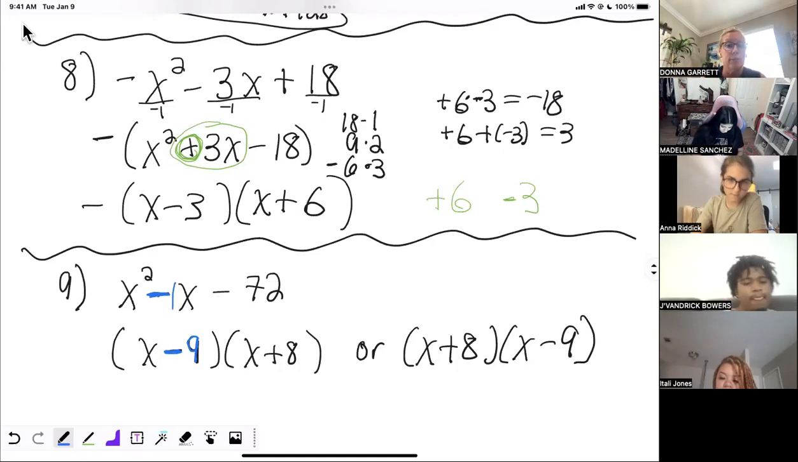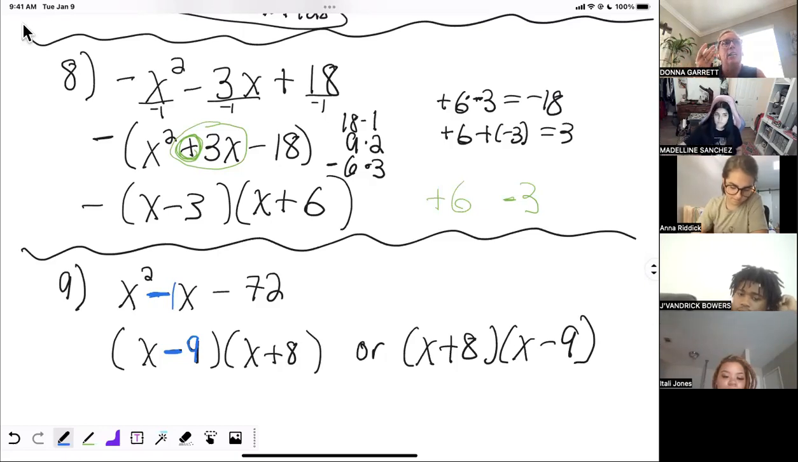Go ahead. No, I feel like that one was actually easier than the other ones because 9 and 8 are going to leave you with 1, so one has to be negative. The other ones were a lot harder because they had multiple things they could be. That's what I mean. 72 can be too.